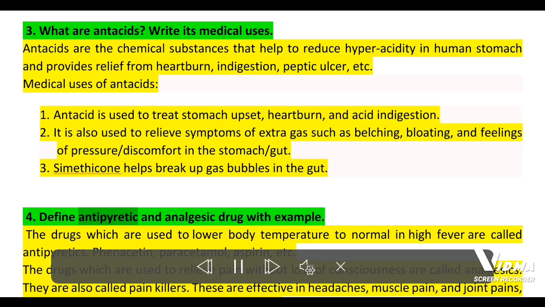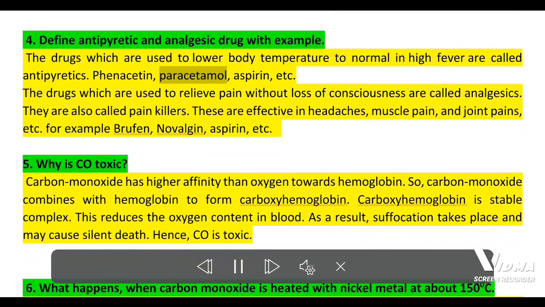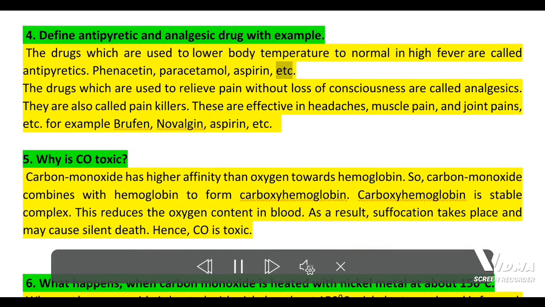4. Define antipyretic and analgesic drug with example. The drugs which are used to lower body temperature to normal in high fever are called antipyretics. Examples: phenacetin, paracetamol, aspirin, etc. The drugs which are used to relieve pain without loss of consciousness are called analgesics. They are also called painkillers. These are effective in headaches, muscle pain, and joint pains, etc. For example, Brufen, Novalgin, aspirin, etc.